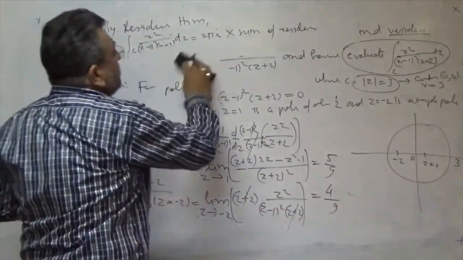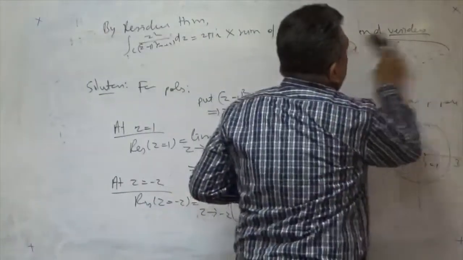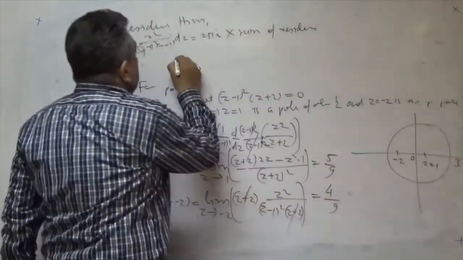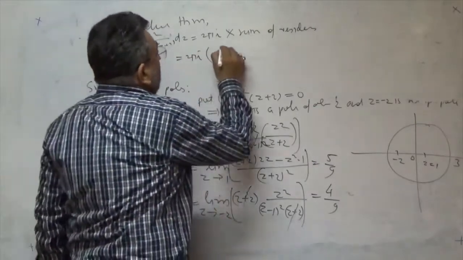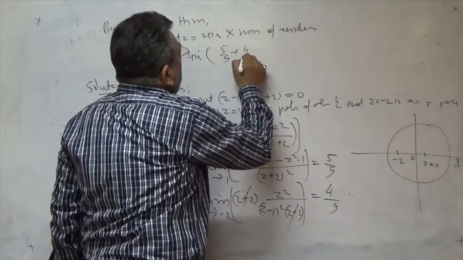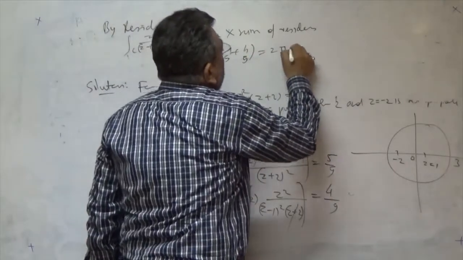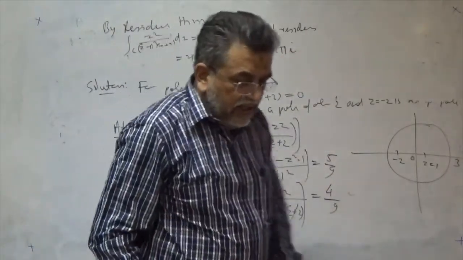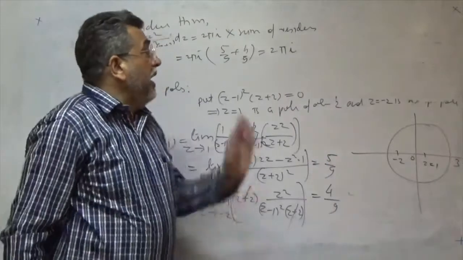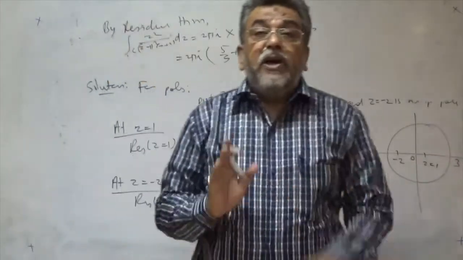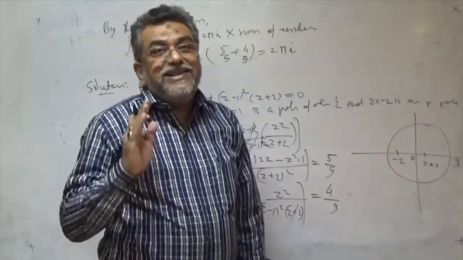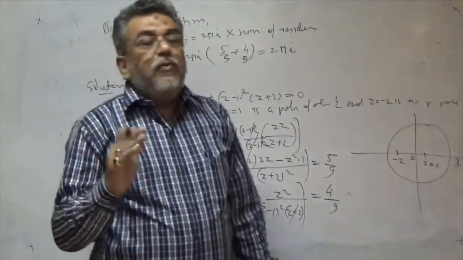Sum of residues means 2 pi i into 5 by 9 plus 4 by 9, that is 1. Then finally we get the value of this integral as 2 pi i. That is your answer of the third part of the question. So this is the way by which you can apply the residue theorem and solve any complex integral.